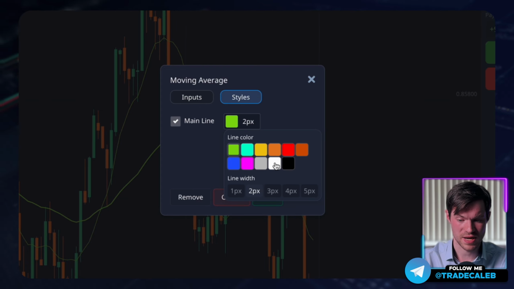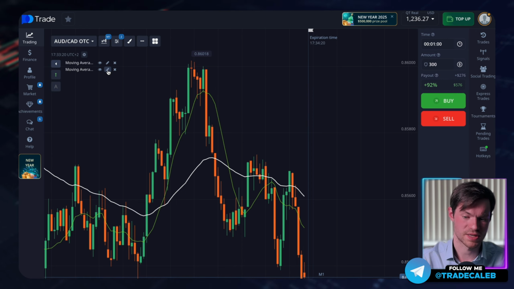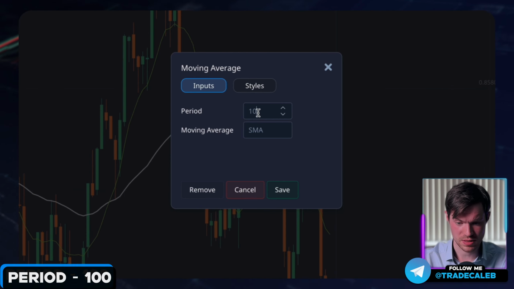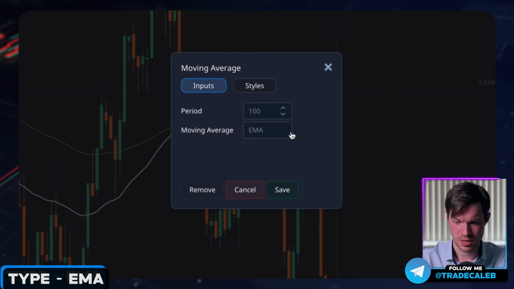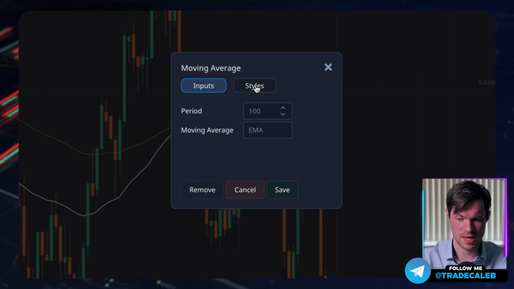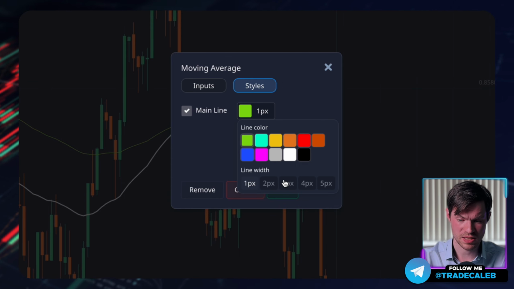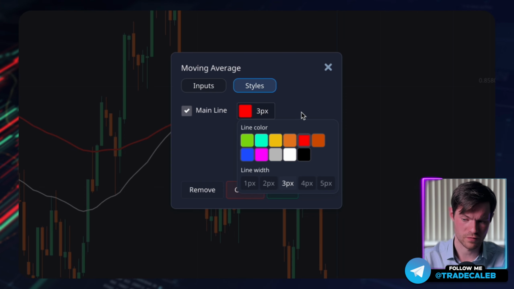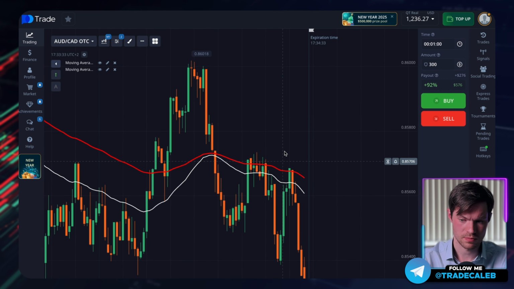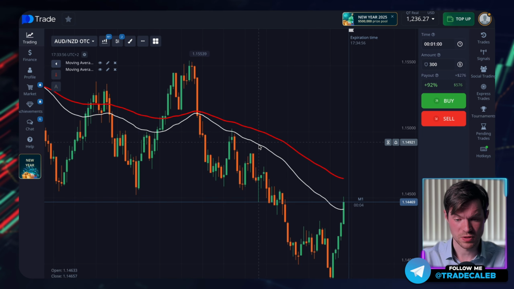In the styles we can make it more bold, let's say white color. The second indicator will have a period of 100. Here we also choose the type of indicator EMA. In the styles we can make it bolder, let's say 3 pixels of red color. And save it. Now let's go over a little bit of theory.